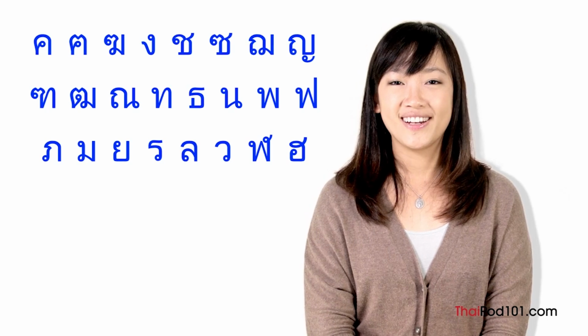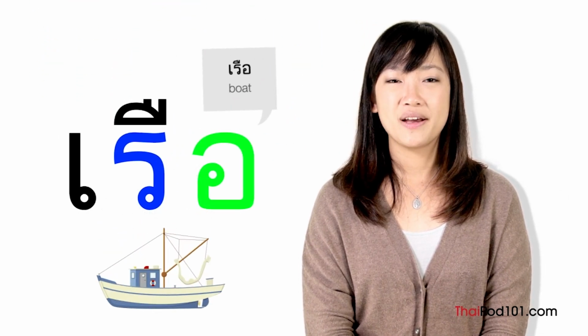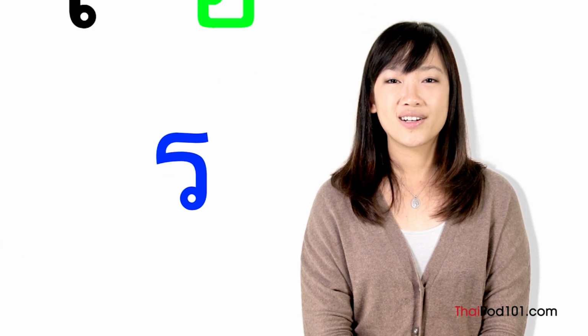The first new letter is รอเรือ. The word เรือ means boat. The sound of รอเรือ as an initial consonant is r, like the double R in burrito when spoken by a native Spanish speaker. In other words, this is an R sound with a trill. Not everyone can make this sound easily, but you can get better with practice.